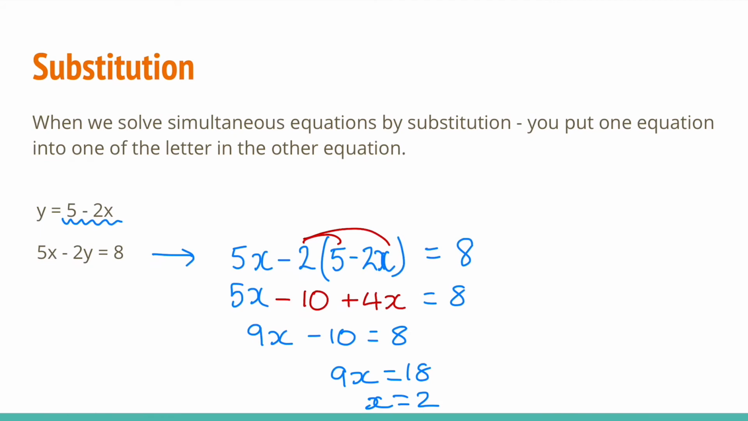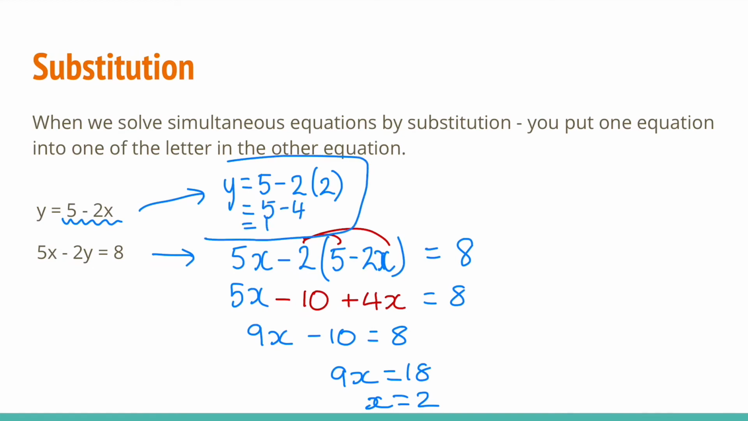What's nice about this is if I look at that first equation, it's already perfectly done for me to put in x and find y. So I'm going to take that first equation, y is equal to 5 minus 2x, but we just found that x was equal to 2. So 2 lots of x gives me 5 minus 4, so y is equal to 1. I'm able to use my answer to help me find y. So y is equal to 1 and x is equal to 2. So that is your substitution method.